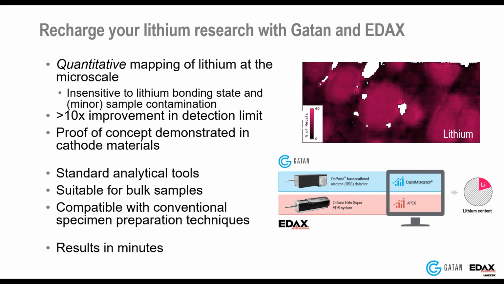As a reminder, this composition by difference technique, which we're commercializing using the product Cypher, is a quantitative way of determining lithium in a sample and also generating spatially varied maps. We've already demonstrated proof of concept in a number of different material systems, including metallic alloys, simple oxides, and also complex oxides used in cathode materials for battery construction. We use effectively standard analytical tools, used in a very innovative way with some innovative software. It's suitable for bulk samples and compatible with conventional specimen preparation techniques. It has the possibility to provide results when the sample's in the microscope in minutes. It's a really exciting step forward, and we really hope that you agree that this technique and this product will really recharge your lithium research.